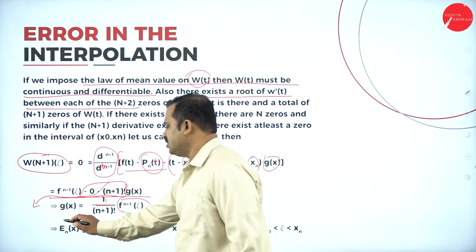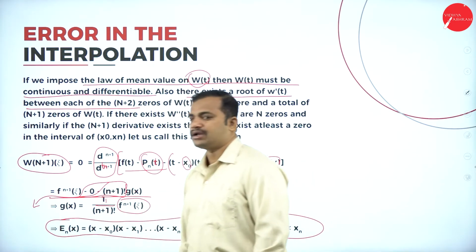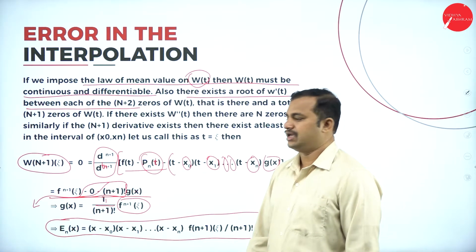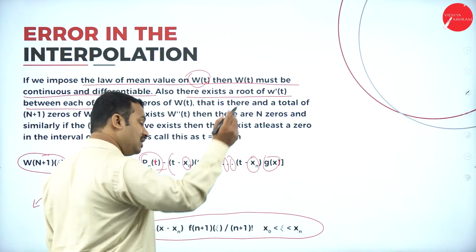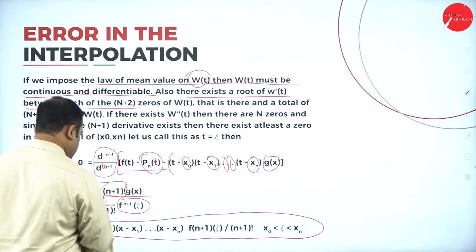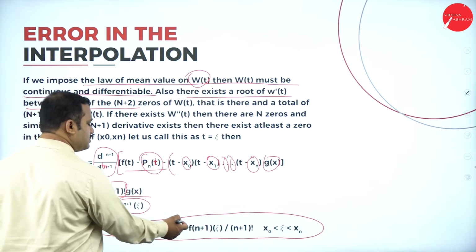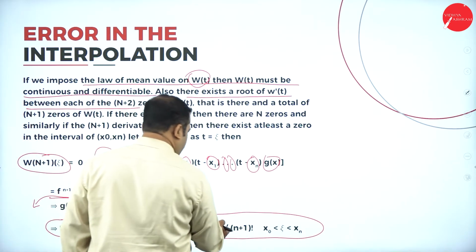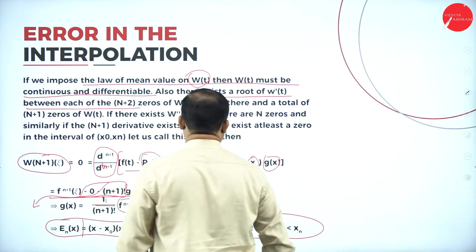If that is the case, what is En of x? This indicates the error rate. Error in approximation in the nth degree polynomial is going to be determined as (x minus x0) into (x minus x1), and so on up to (x minus xn), into f^(n+1) of zeta divided by (n+1) factorial. This is how we are going to consider it.